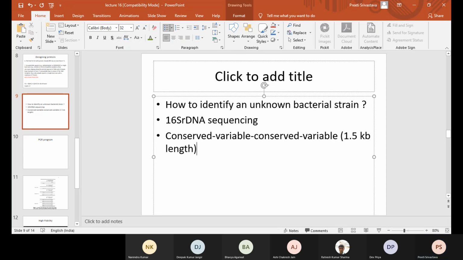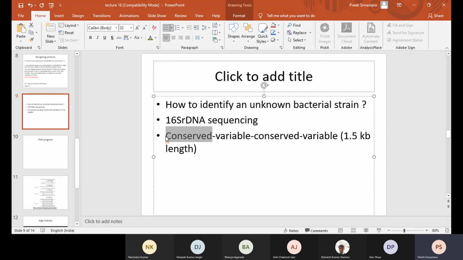ठीक. When we say conserved, so what's the difference between conserved and variable? So conserved sequence is the sequence. Conserved means it is present in almost all strains, in almost all bacteria, whether it is gram negative or gram positive or any type of bacteria. So conserved means it is unanimously present, and variable is the region which is responsible for strain specific differences.